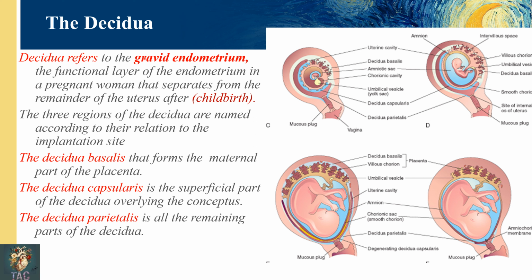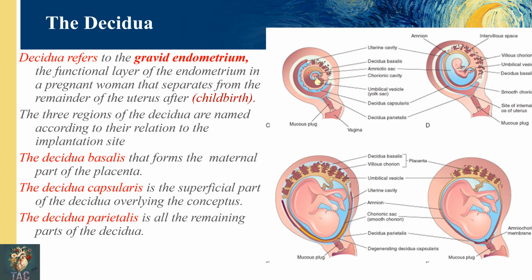Also changes occur in the decidua as well. So decidua refers to the gravid endometrium, the functional layer of the endometrium in a pregnant woman that separates from the remainder of the uterus after childbirth. So three regions of the decidua are named according to their relation to the implantation site. So this is the chorion frondosum, and the decidua in relation to chorion frondosum is called the decidua basalis. The chorion frondosum and decidua basalis collectively form the placenta.